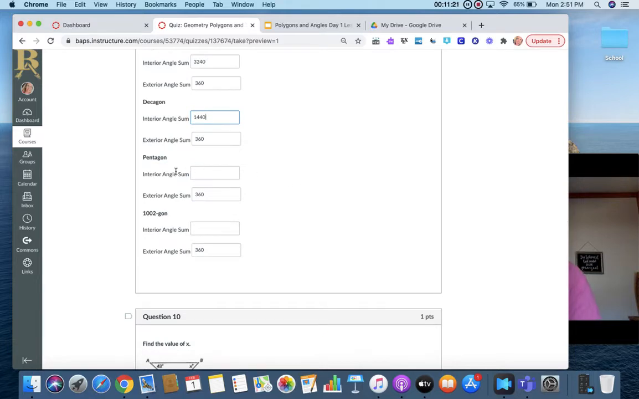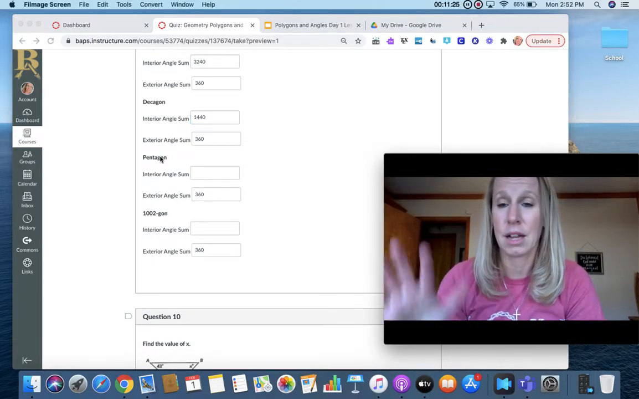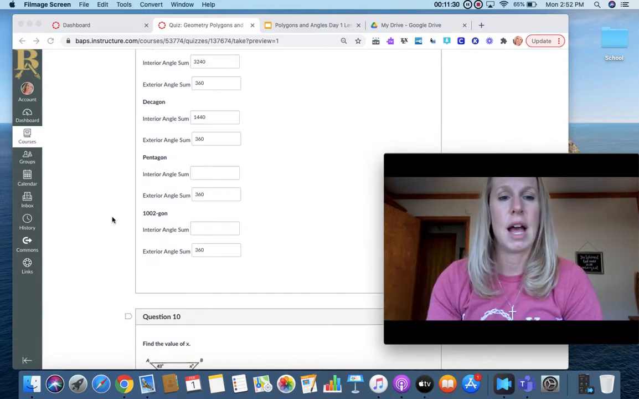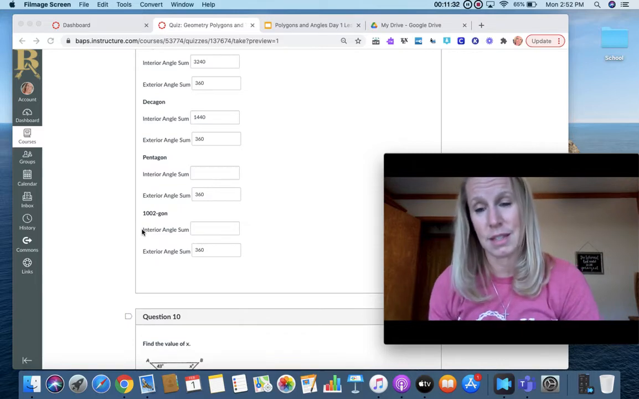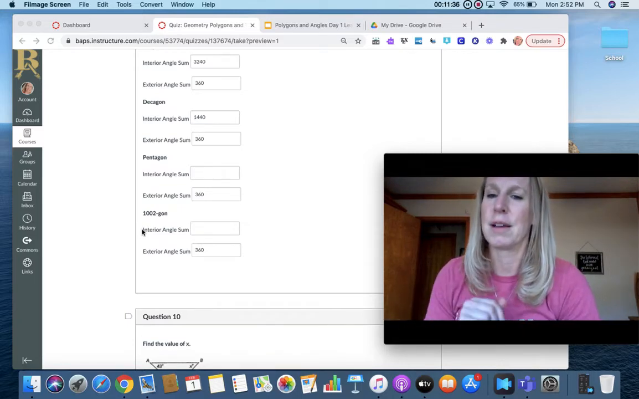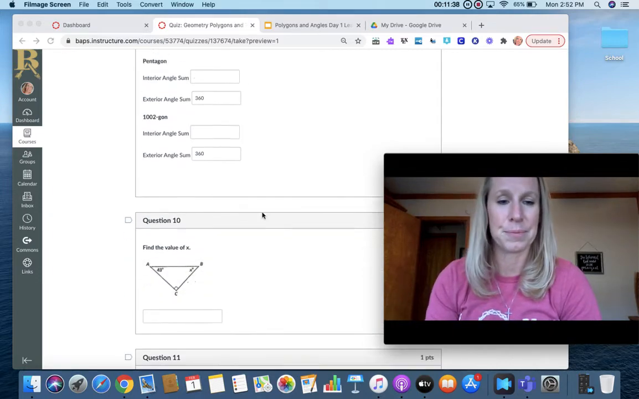And I will let you do pentagon and 1002-gon. So a pentagon has 5 sides. 5 minus 2 is 3. Do 3 times 180. A 1002-gon has 1002 sides. 1002 minus 2 is 1000. So do 1000 times 180. Yes, you'll get a big number.